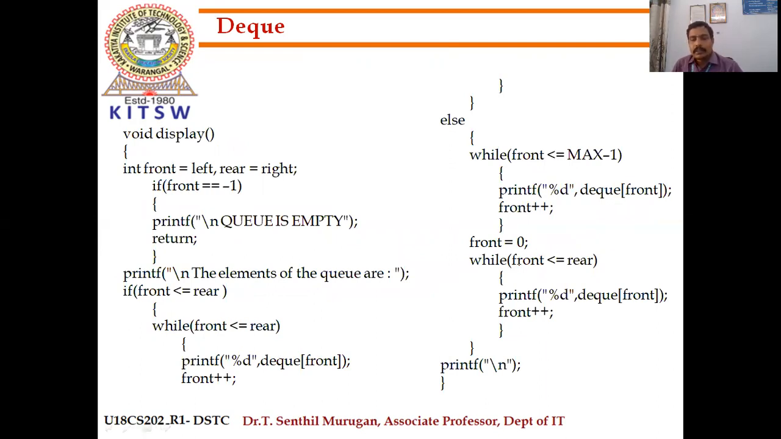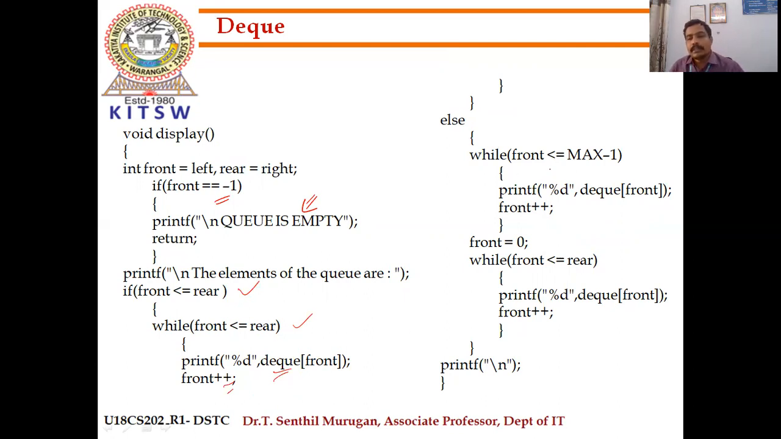We discussed insert left, insert right, delete left, delete right. Okay, finally the display operation. How do we perform it? Same as the circular queue. First we have to check if it is -1, then simply you can print empty. Otherwise, if the front pointer is less than the rear value, up to this point you can print it. You can call this Deque function to display the values, printing with front++ up to the rear pointer.